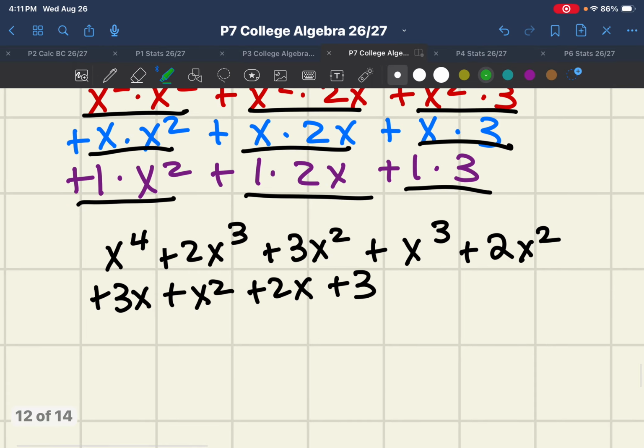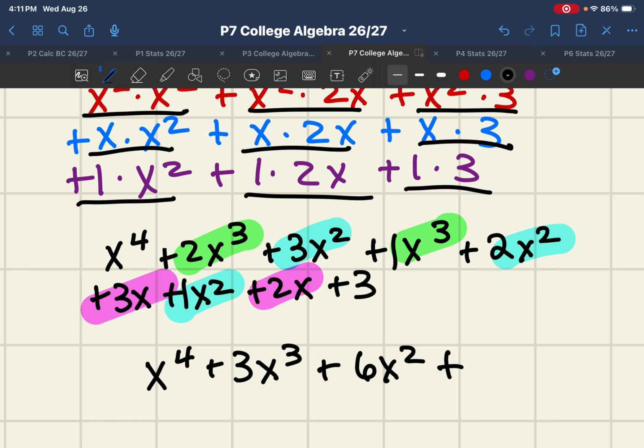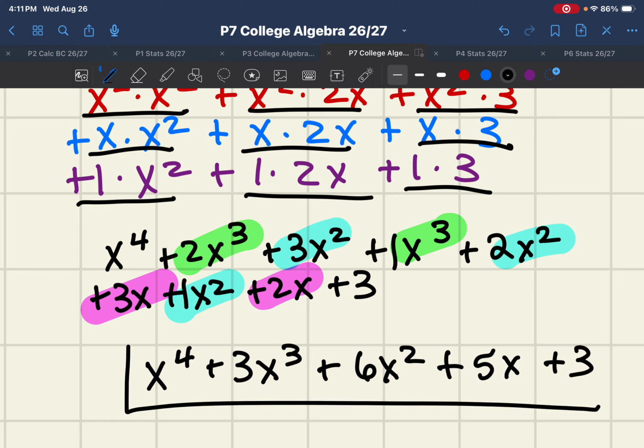So going through here, I'm going to find all my like terms. So the cubes, my squareds, and my x's. And so I have x to the 4th plus 3x cubed, adding 2 and 1 together, plus 3x squared, 2x squared, and 1x squared give me 6x squared, plus 3x and 2x give me 5x, and then bring down that plus 3. This is my answer.